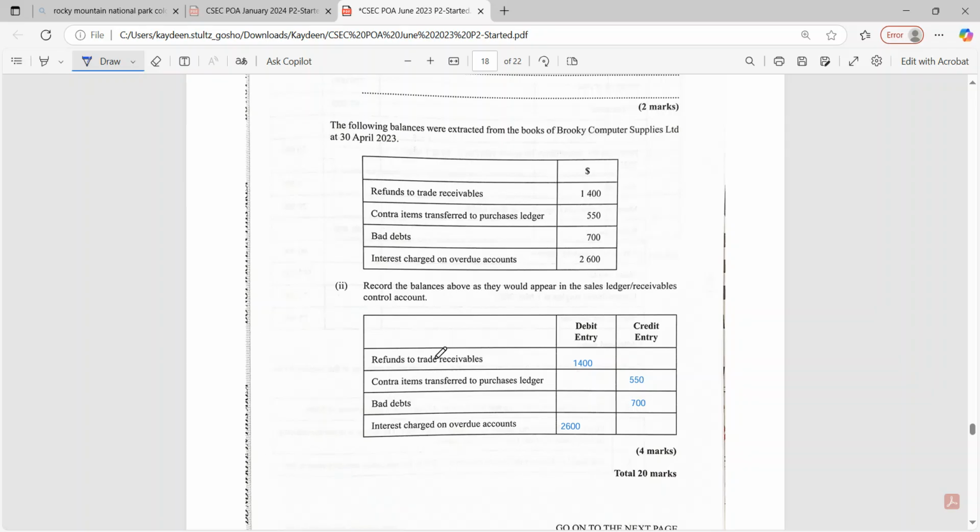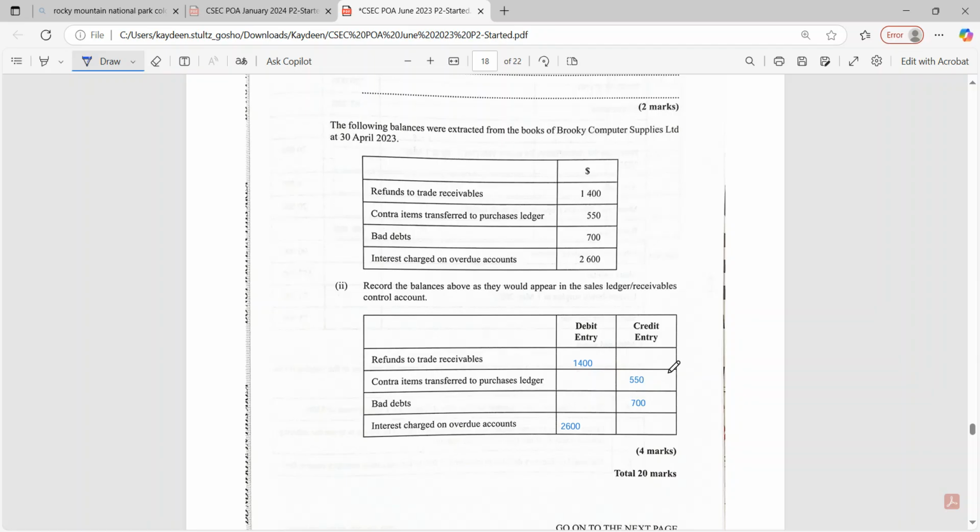If a customer gets a refund, it is debited to the sales ledger. So we normally credit when the money is going out of the business and debit the receivable account. Contra entry item transferred to a purchases ledger, we're going to credit the purchase ledger.